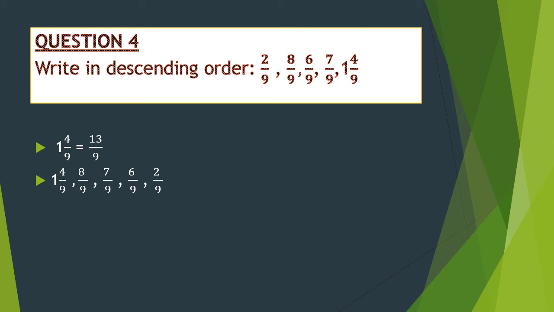So the fraction with the greatest numerator will be the greater fraction. I am repeating again, the fraction with the greatest numerator will be the greatest fraction here, and then we can easily find out the descending order of the fractions.